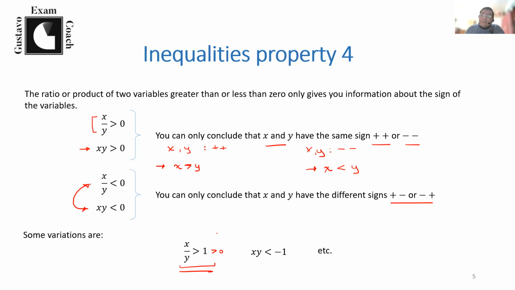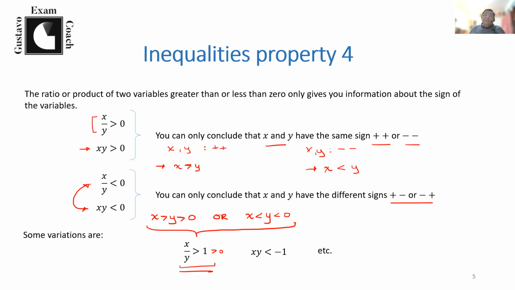So what the inequality x over y is greater than 1 actually means is either of these two cases. Either the two are positive, but they are in this specific order, or the two are negative, but they are in this specific order. So this is what the inequality x over y greater than 1 actually represents.